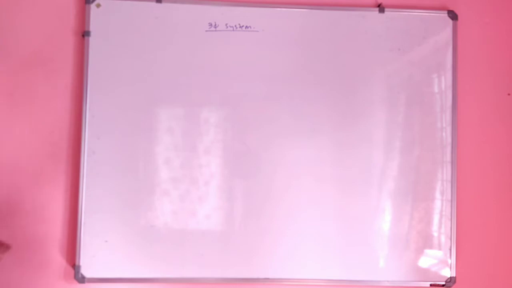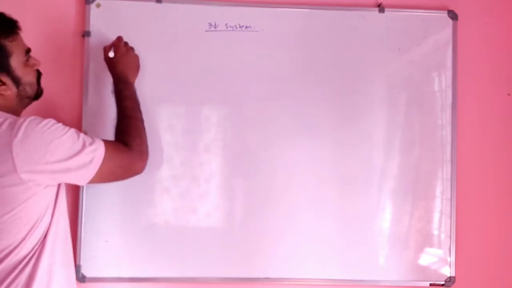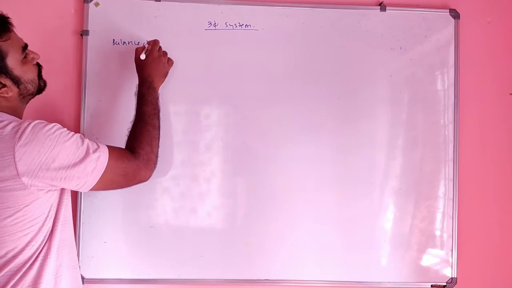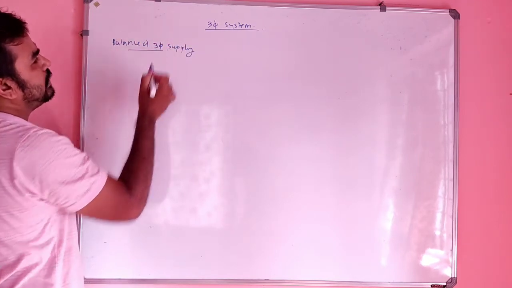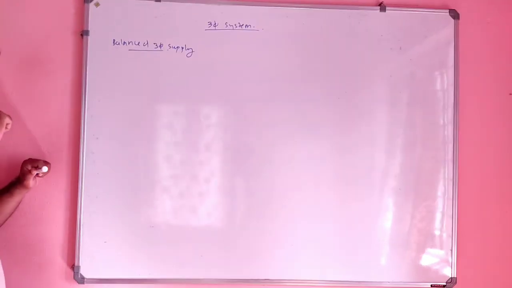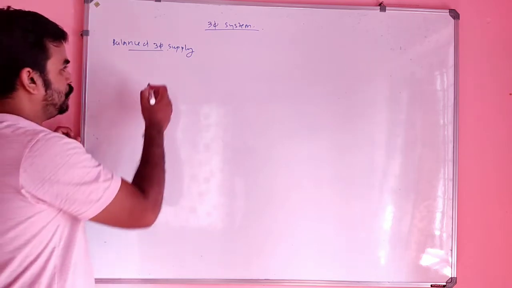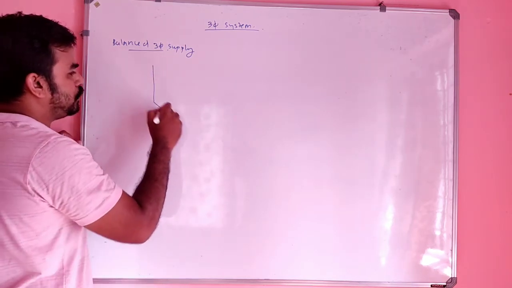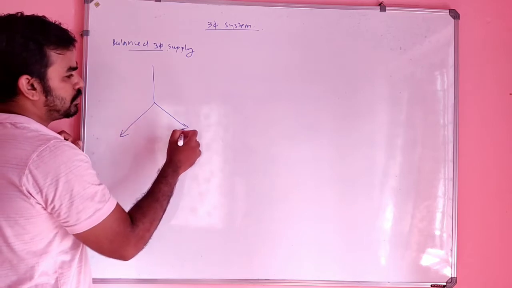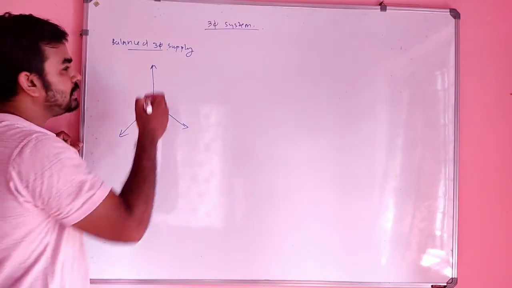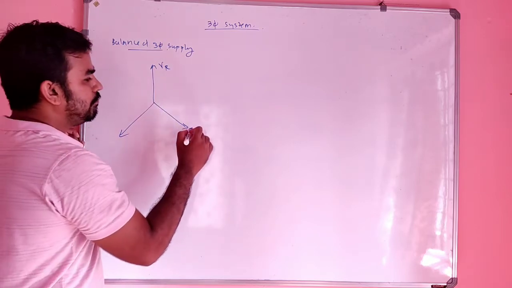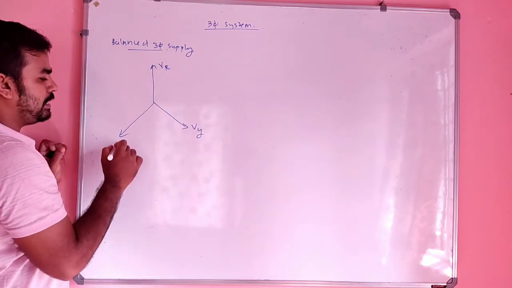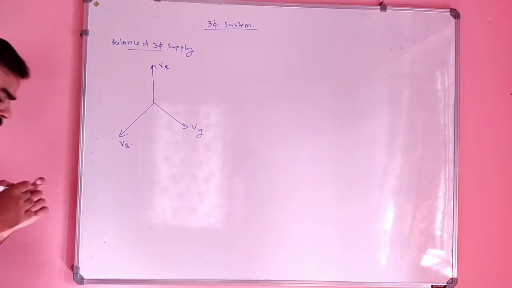First of all, we have to see what is the meaning of balanced three-phase supply. What is the meaning of balanced three-phase supply? Three-phase means there will be 3 phases, right? We represent phases by VR, VY and VB, right?